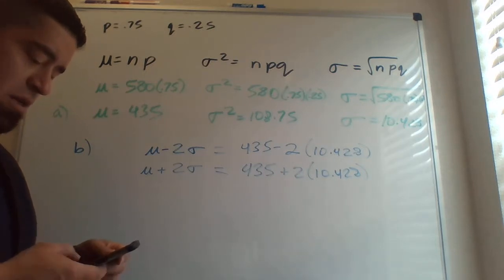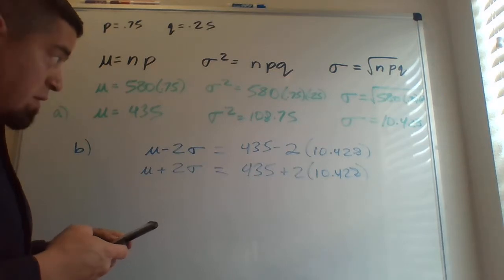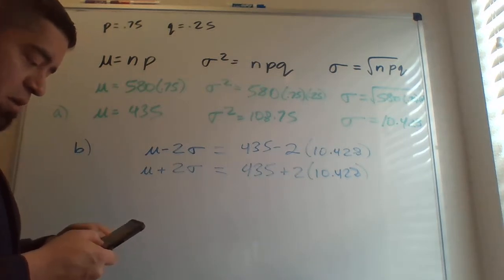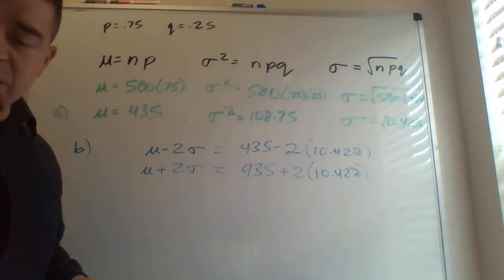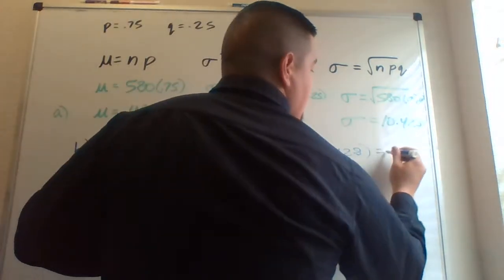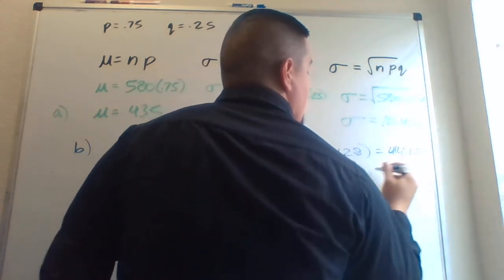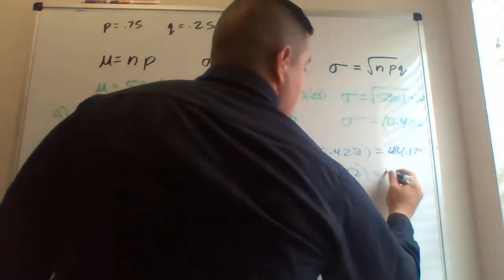So let's do that. We get 435 minus 2 times 10.428. Then the same thing, I'm going to edit it and change it to plus. So I get 414.144, and then 455.856.